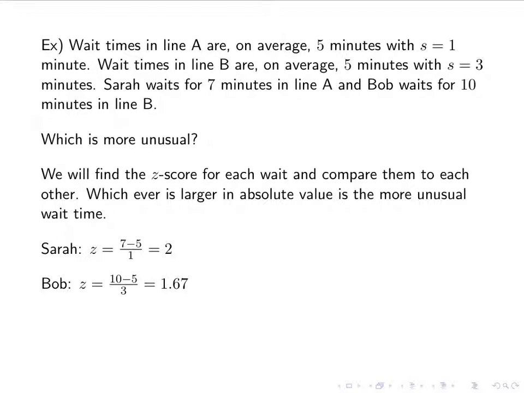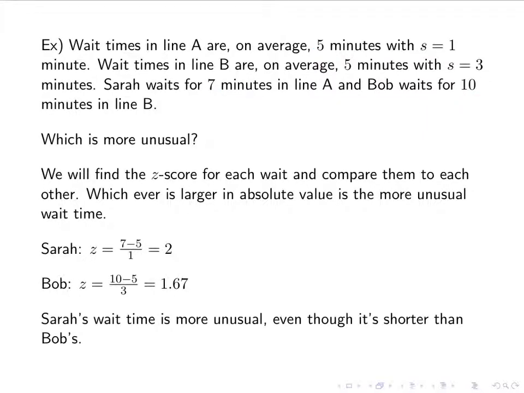Now if we look at just the numbers, obviously 7 is closer to 5 than 10 is, but that's not taking into consideration the standard deviation. So in terms of how many standard deviations away from the mean the values are, Bob is actually closer, which means that Bob is less unusual and therefore Sarah is more unusual.